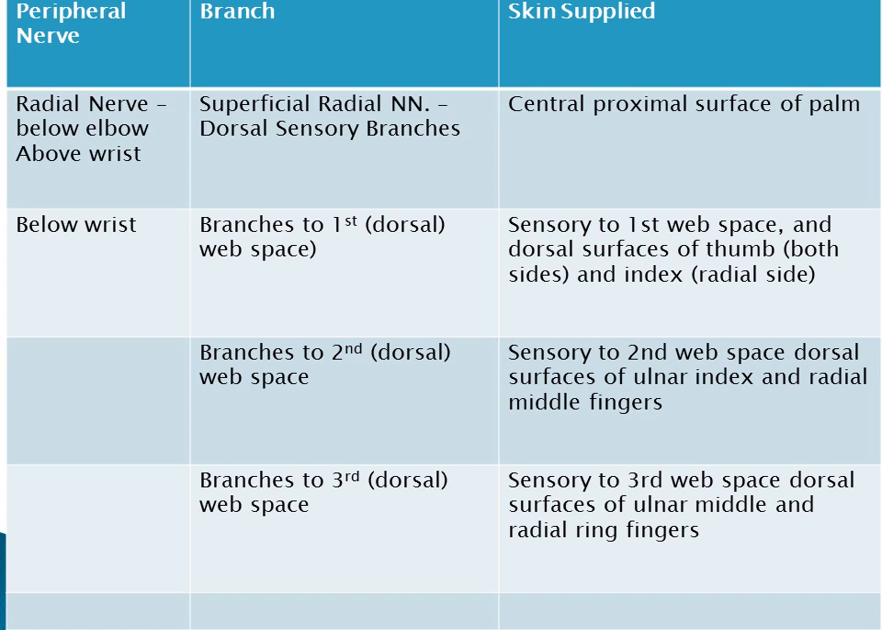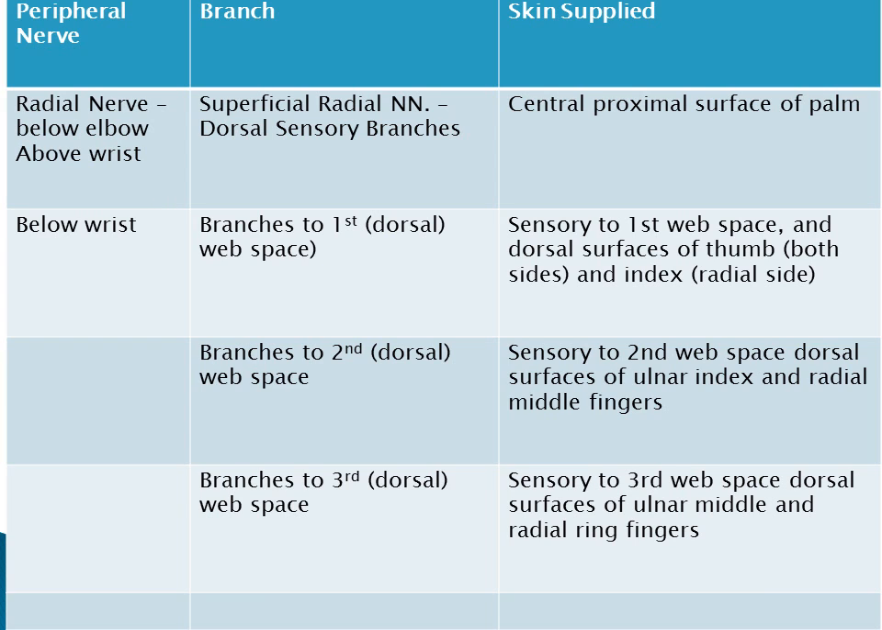the radial nerve gives off a sensory branch known as the superficial radial nerve. And there are dorsal sensory branches that provide for sensation, and these are the sensory distributions now of the radial nerve that supply the skin area over the central proximal surface of the palm. So that's quite interesting that the dorsal sensory branches provide for sensation around to the palmar aspect of the hand in the center of the palm.